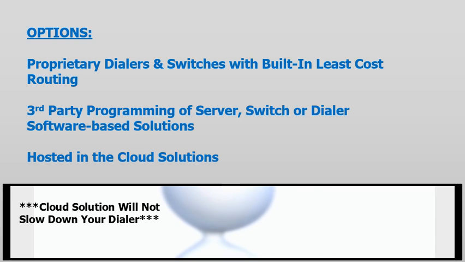Now the options are, if you own a proprietary switch or you use a software-driven server, you might already have least cost routing as a feature built into your hardware that makes your calls. There are also third-party programmers of servers, switches, and dialers, and also software-based solutions you can purchase. If your hardware is open source, such as Asterisk, you either need to have a very robust server with a lot of processing speed, or get a separate server for the same kind of programming, because Asterisk is such a huge resource hog. Now, the most cost-effective way to get started is hosted in the cloud solutions, which are a pay-as-you-go model.